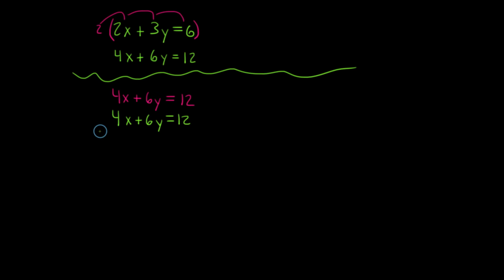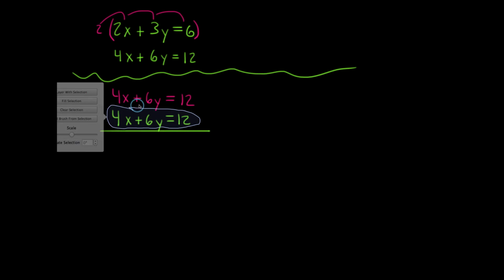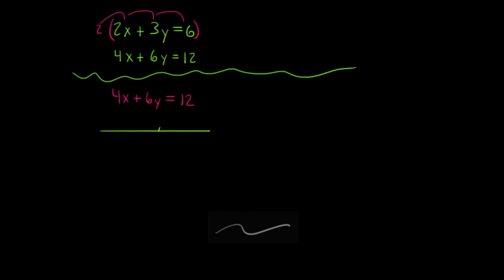But let's go through with the elimination method and see what happens. I'm going to make the variables additive inverses. In order to do this, I'm just going to cut around this equation, get rid of it, and rewrite it using the additive inverse. So I have negative 4x minus 6y is equal to negative 12.